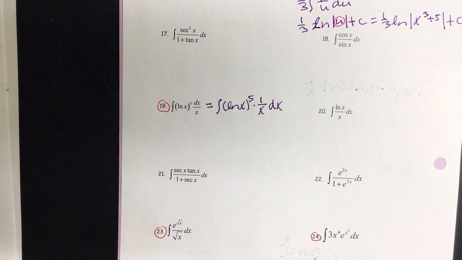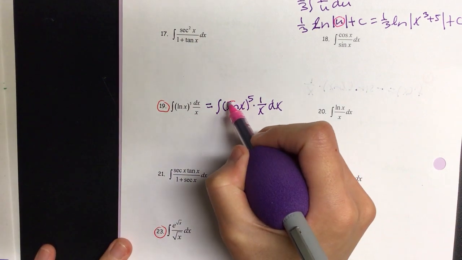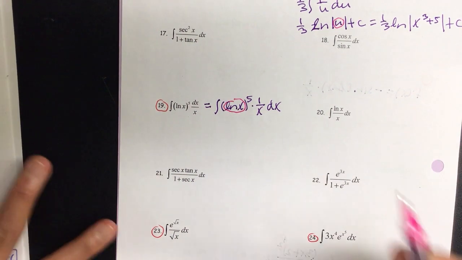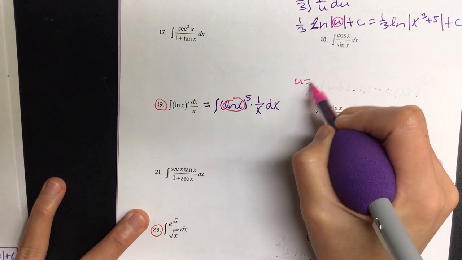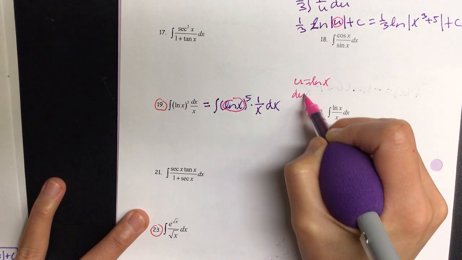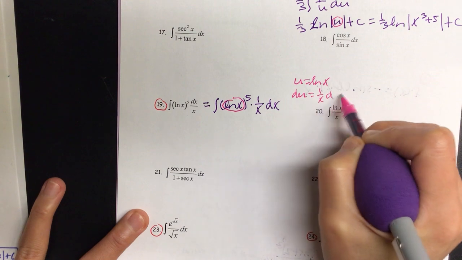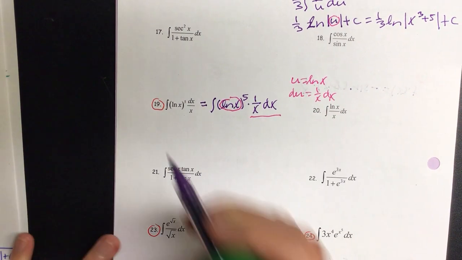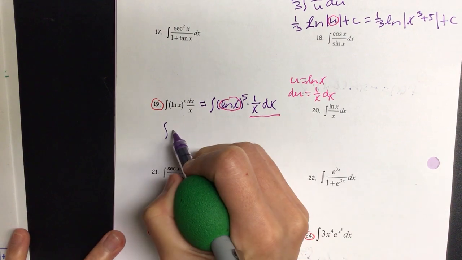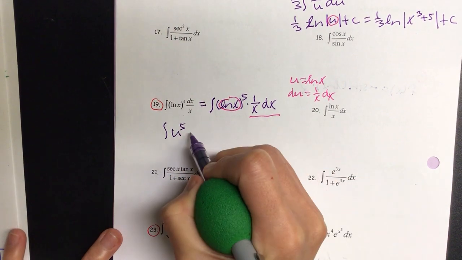So then, which piece do you think will be logical for us to let u equal? Natural log, because that's going to give us 1 over x dx, okay? So we know this right here is going to be our u substitution. So u is equal to natural log of x. Du is 1 over x dx, which we have right there. So when I rewrite, we get the integral of u to the 5th du.